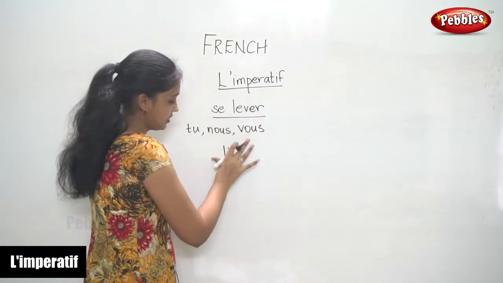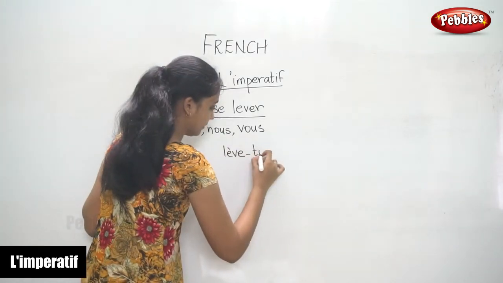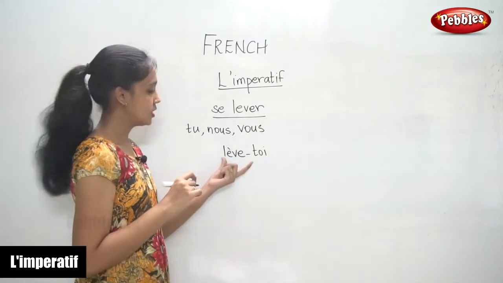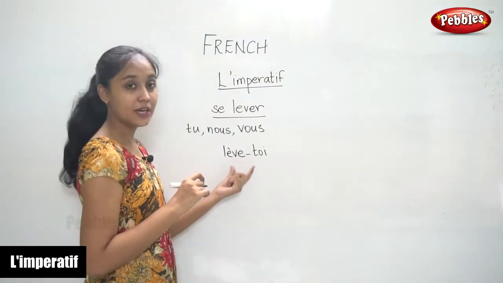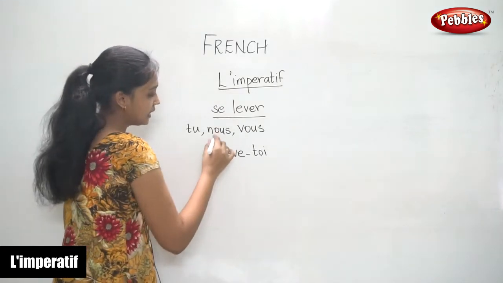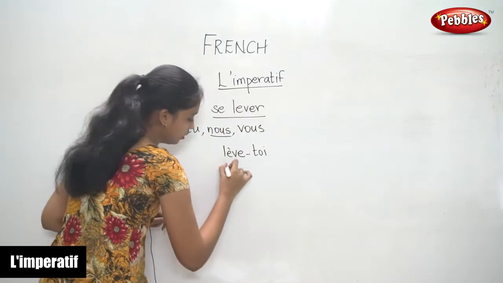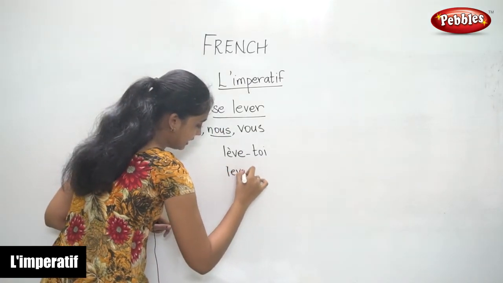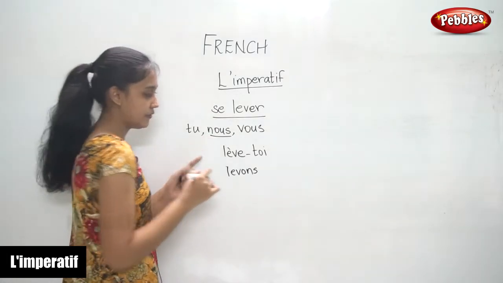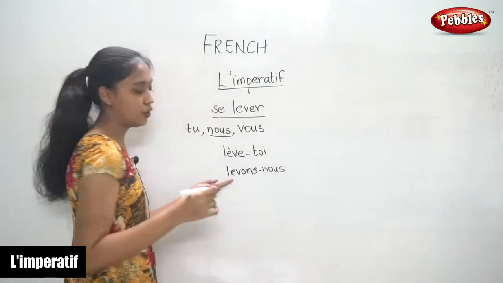This te is replaced by the tonic pronoun, toi. Lève-toi. So, to wake yourself. Lève-toi. Now, the next one is for nous. For nous, it is levons. Similarly, the reflexive is nous. Levons-nous.